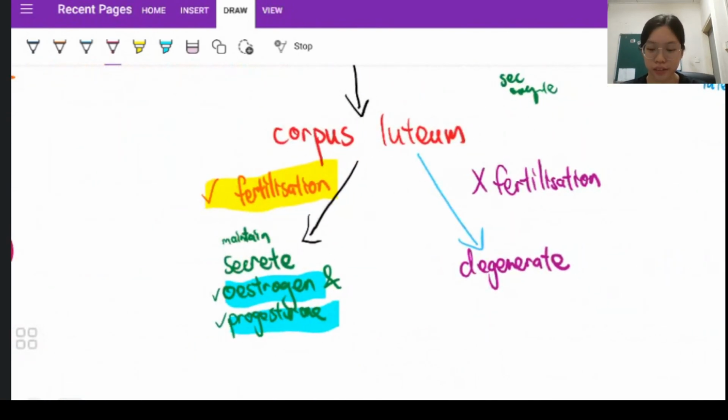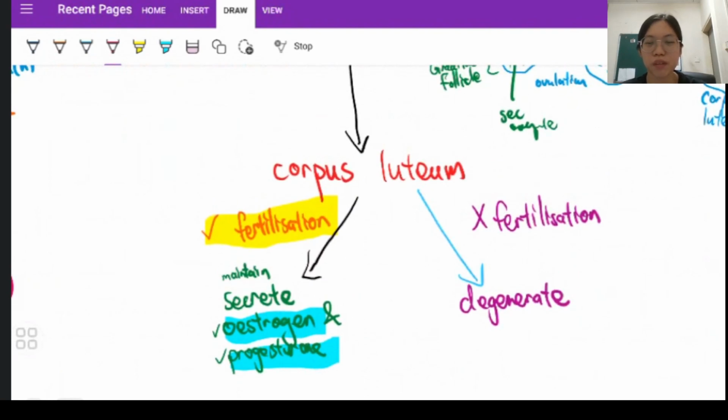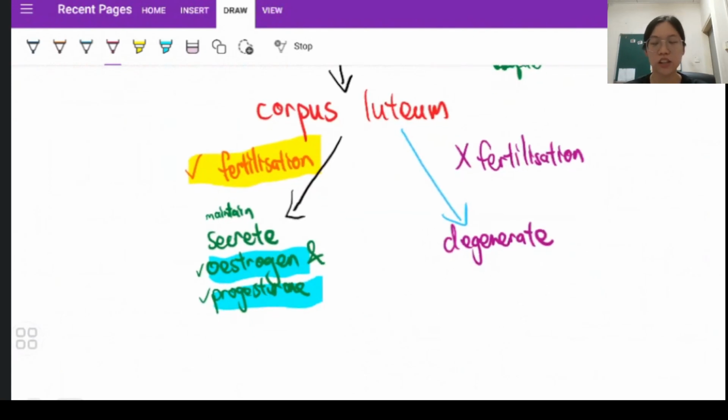At the same time, the corpus luteum realizes that, oh, I don't really need to continue secreting estrogen and progesterone, since there is no sperm to fertilize and form the diploid zygote to prepare for embryo implantation. So the corpus luteum will just degenerate, since no fertilization occurred. When it degenerates, it will not stimulate the thickening of the endometrium.